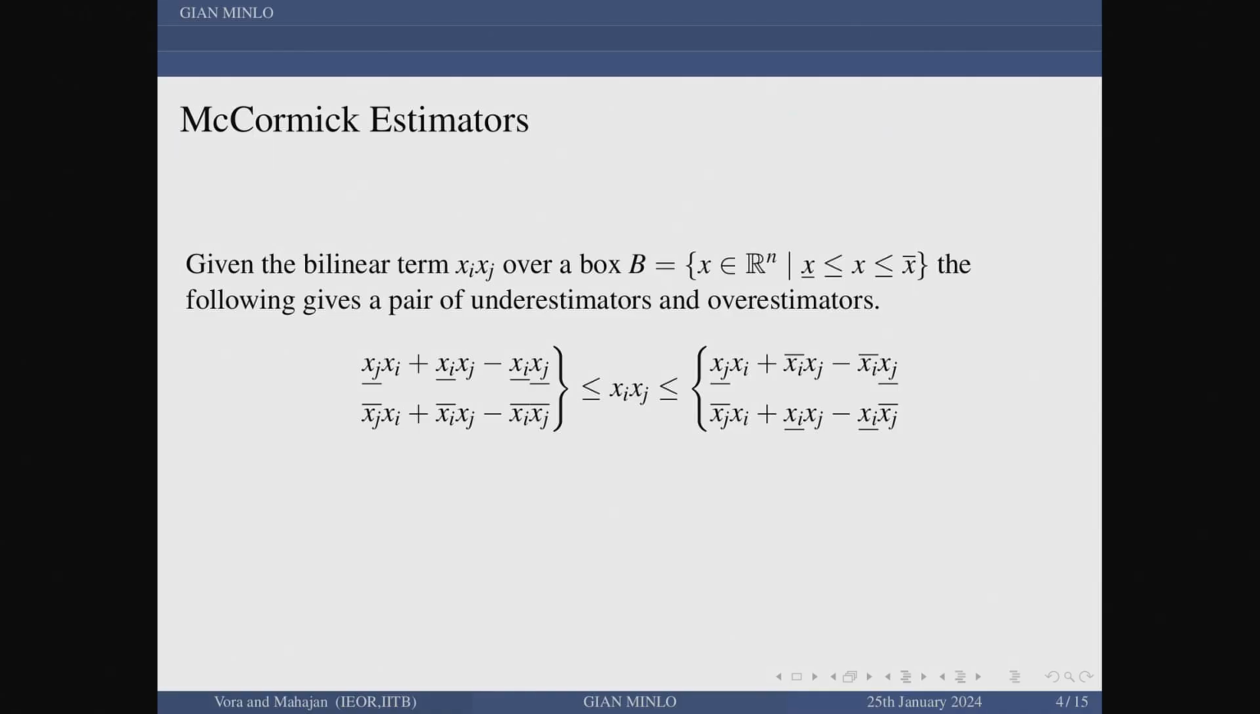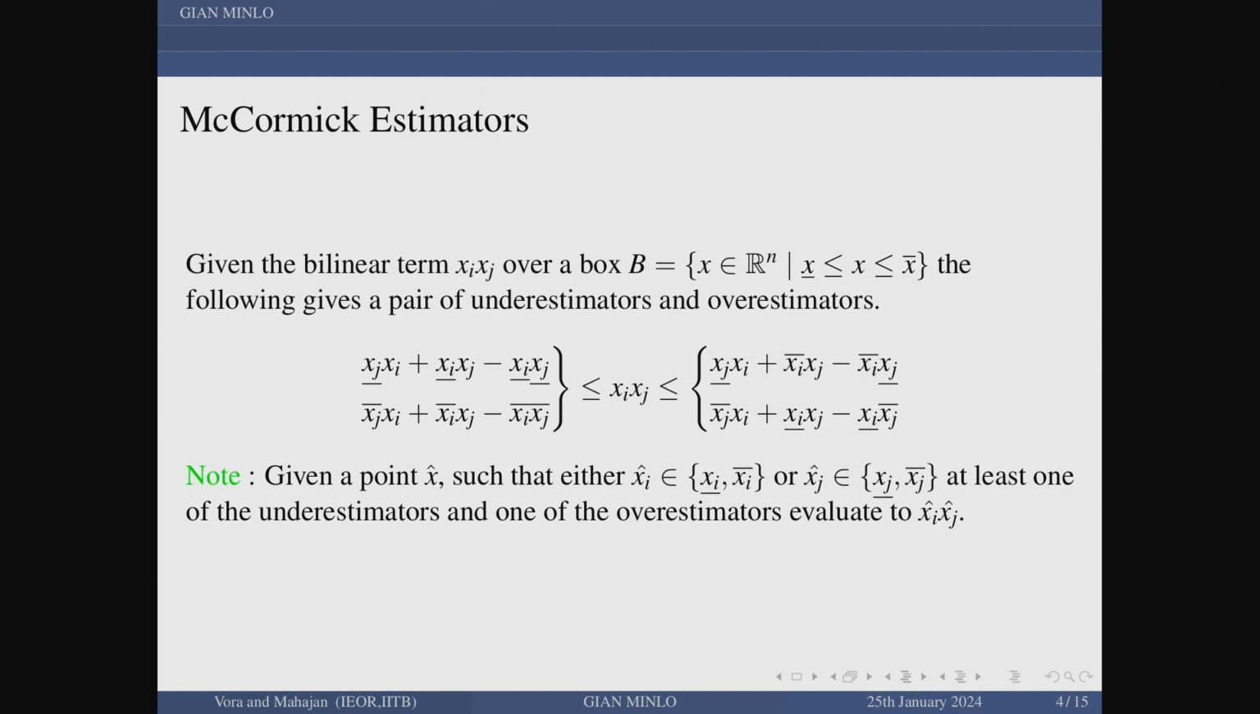We talked about McCormick estimators. What are McCormick estimators? They are actually just McCormick inequalities, but with the bilinear term in place of the additional variable, which has already been discussed in the course. For every bilinear term xi xj, you can find two underestimators and two overestimators.